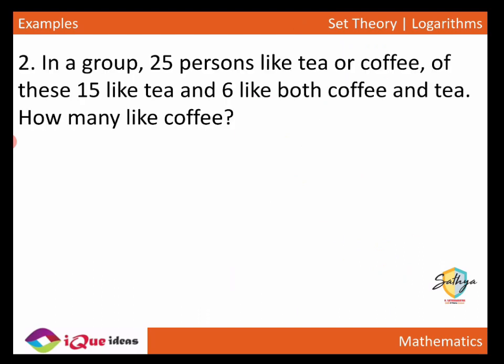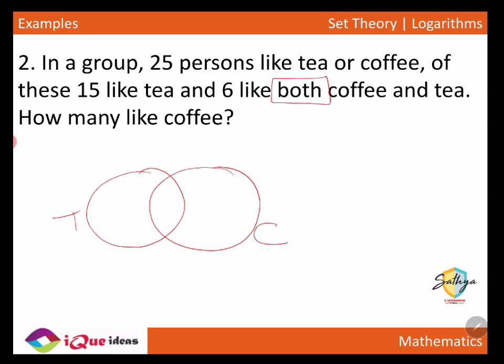Next one. In a group of people, 25 persons like tea or coffee, of which 15 like tea and 6 like both coffee and tea. So we are saying there are two groups, tea and coffee lovers. As usual, we start with both. So 6 love both and 15 like tea. So out of 15, we have already accounted for 6. So 15 minus 6, 9 love only tea.